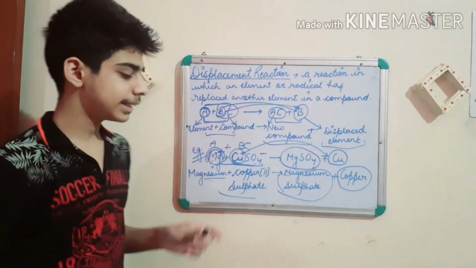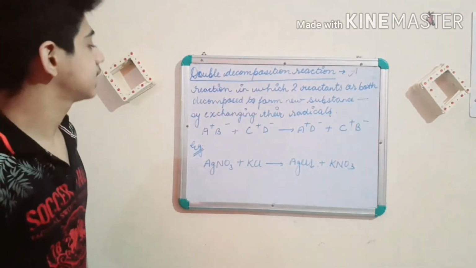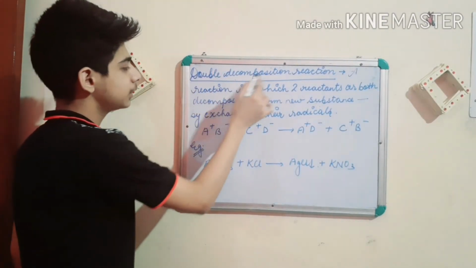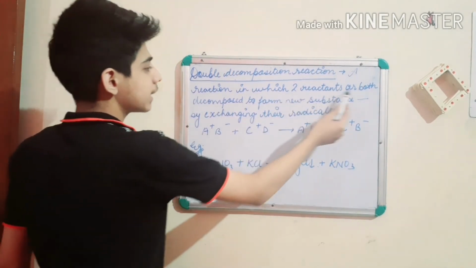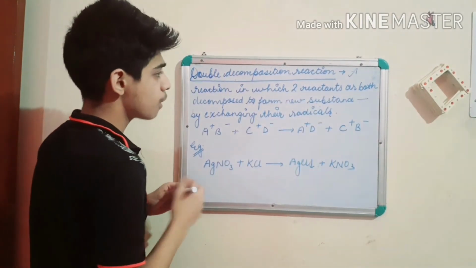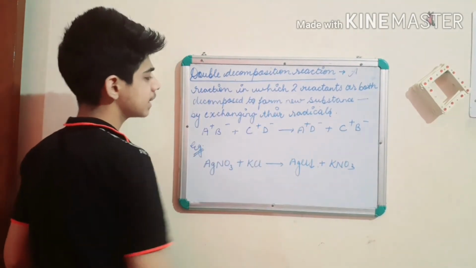So now the last example is double decomposition reaction. A reaction in which two reactants both decompose to form new substances by exchanging their radicals.